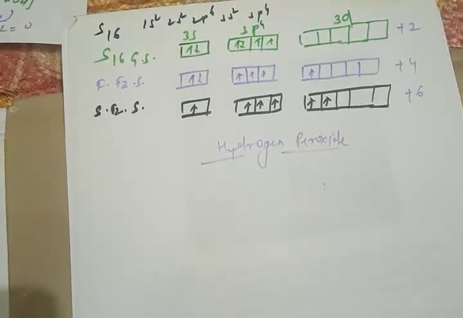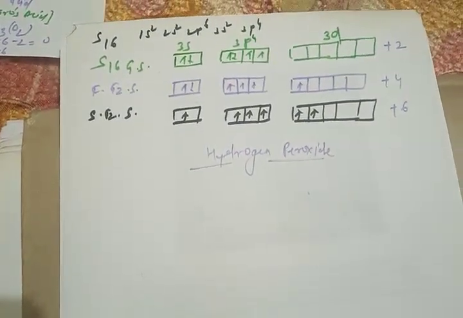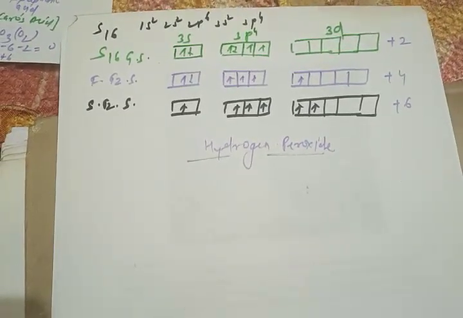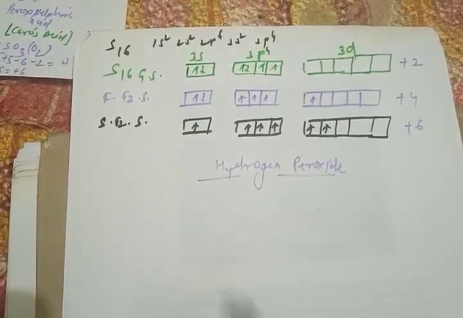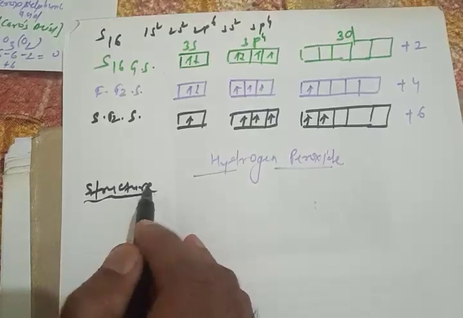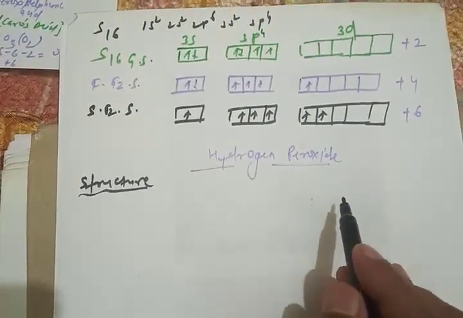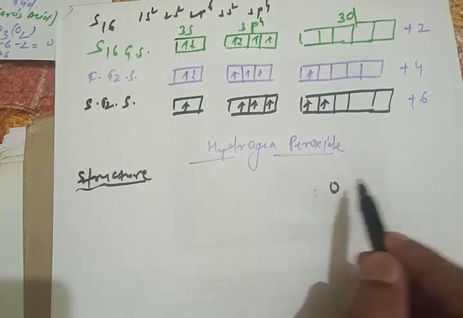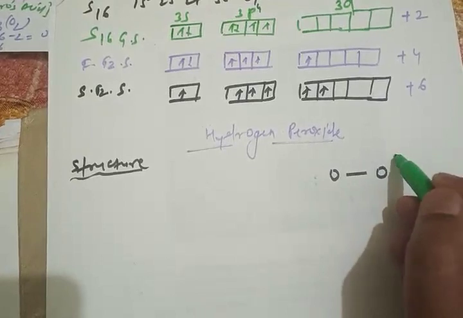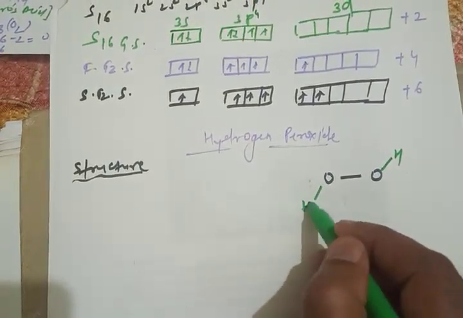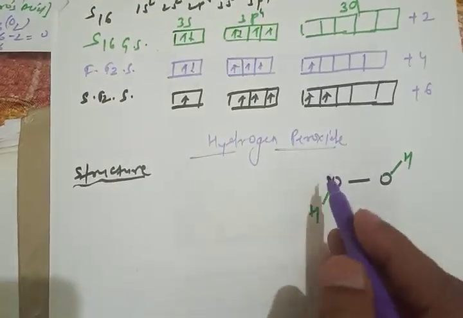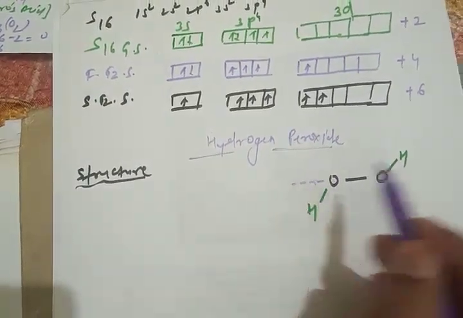So what does hydrogen peroxide say? Here we have to discuss the structure first, then some properties, and then uses. So we'll discuss the structure first. Structure of hydrogen peroxide: oxygen, then another oxygen, then we have hydrogen here, then hydrogen here. This is how you can draw the structure.